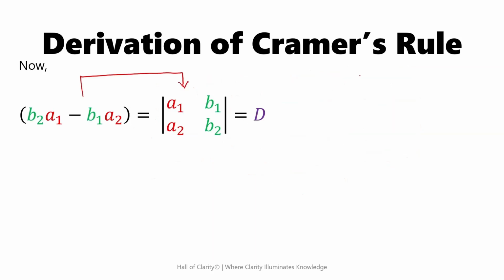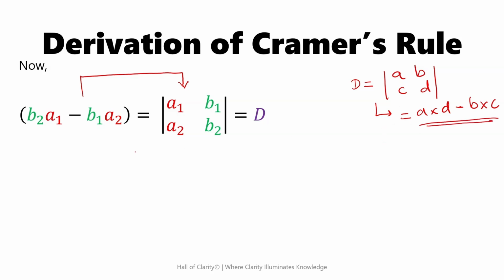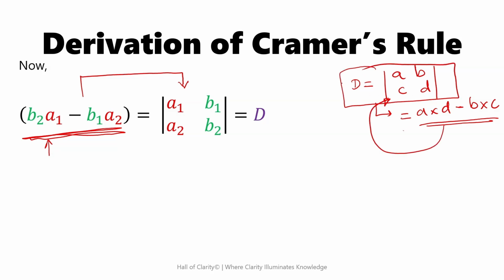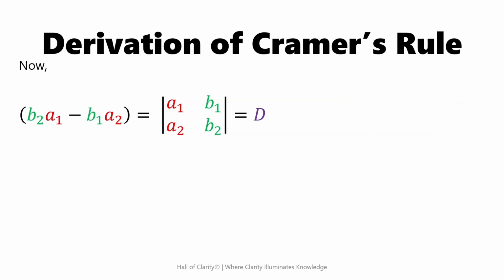Just now we have seen how to write the determinant in its simplified form, that is a, b, c and d. So this is the determinant and its simplified form is a into d minus b into c. Now we have a similar kind of simplified form, b2a1 minus b1a2. Now we have to write this in the form of a determinant. How to write it? Let's see. This is b2a1 minus b1a2. So now we have to write it in the determinant form.